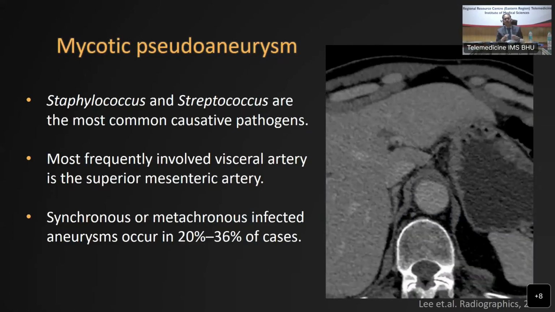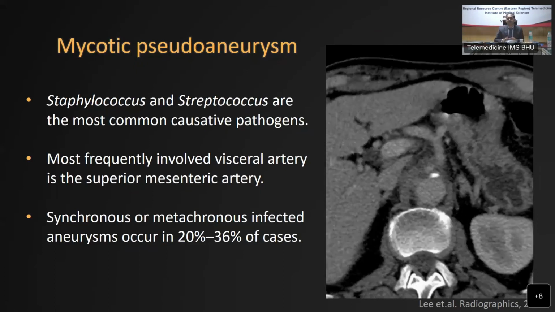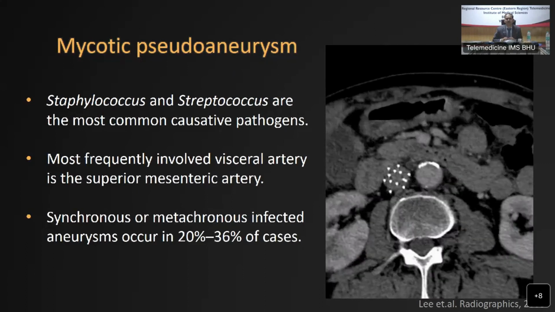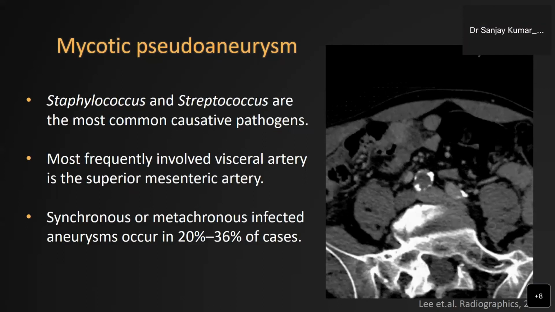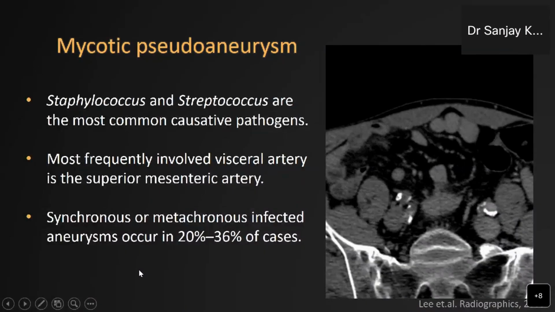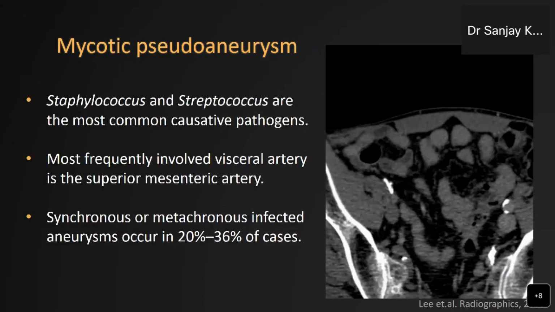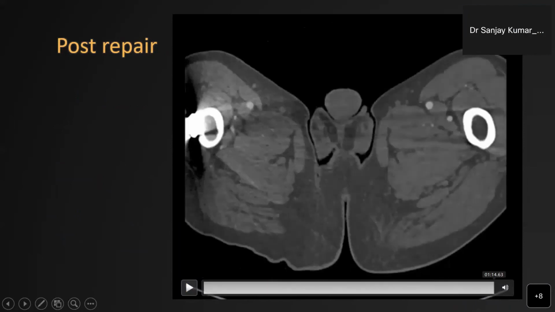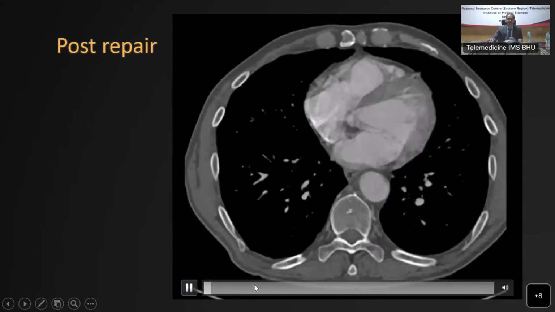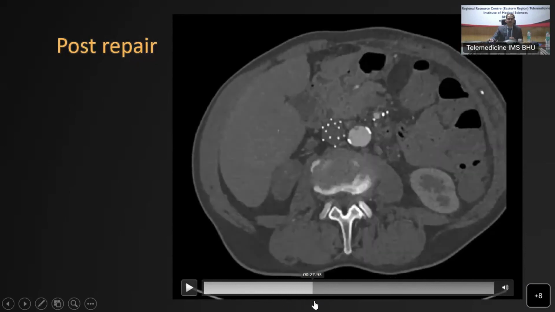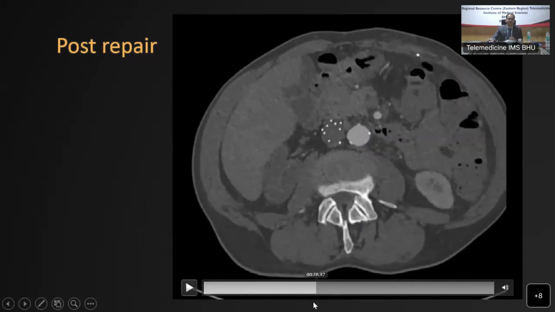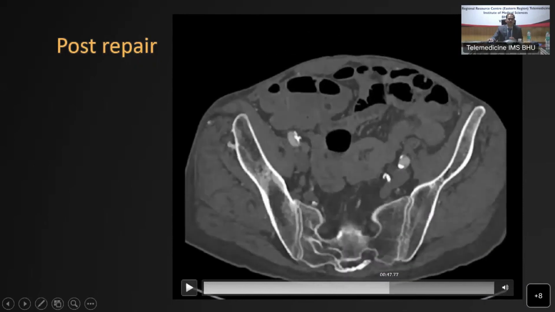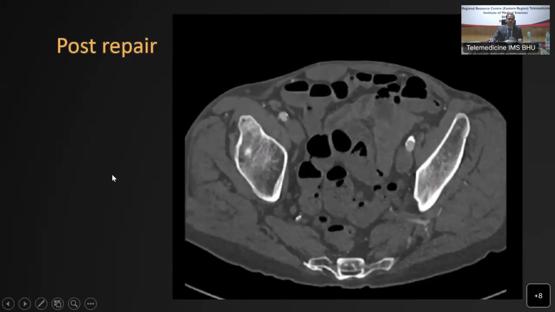Mycotic pseudoaneurysms most commonly are caused by Staphylococcus or Streptococcus bacterial infections. Most commonly involved artery in setting of visceral arteries is superior mesenteric. You can have synchronous or metachronous involvement. So if you see one pseudoaneurysm, always look anywhere else for other involvement. This patient underwent repair, and on repair they could not salvage the right kidney, and they had to reimplant all the mesenteric vessels. So you can see that there is no enhancement of this right kidney here, but they were able to restore the blood flow to the lower extremity and revascularize the iliac arteries.